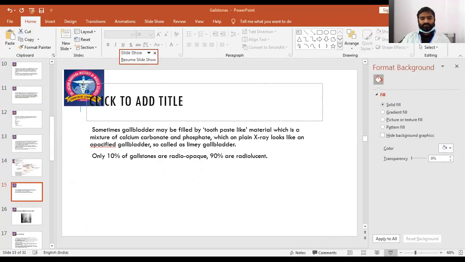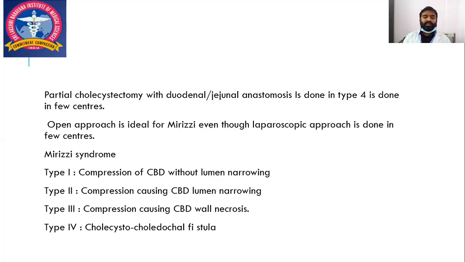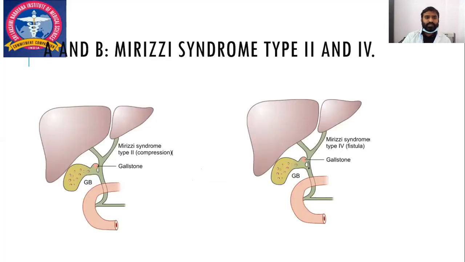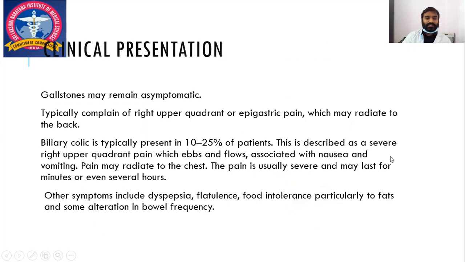And in type 4, there will be a cholecystocholedochal fistula. See here, there are 2 figures. Here, this is type 2 Mirizzi syndrome. Here there is compression and there is narrowing of the CBD. And here this is a type 4 Mirizzi syndrome. Here there is necrosis of the wall and there is a fistula formation. This is type 4.